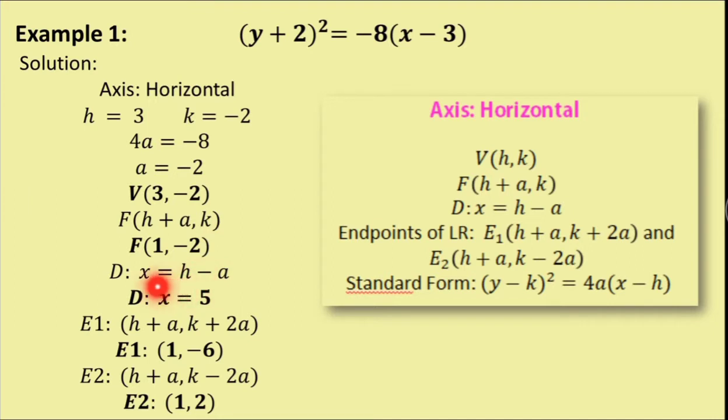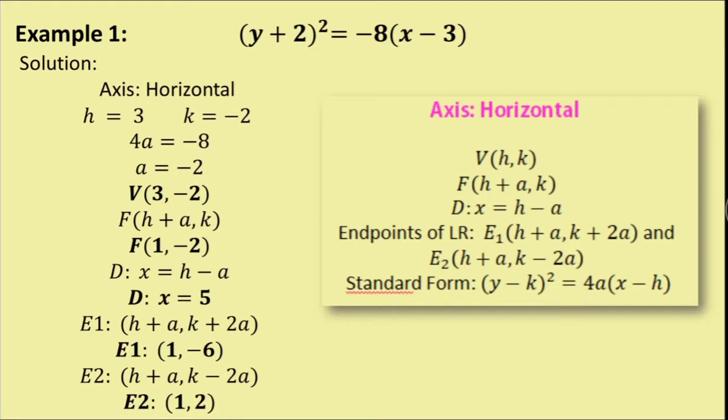The directrix is at x equals h minus a. Our h is 3 minus negative 2. 3 minus negative 2 is positive 5. So we have directrix at x equals 5.